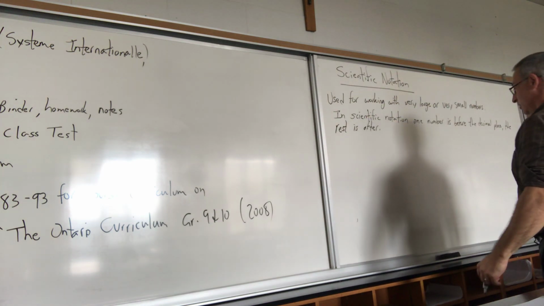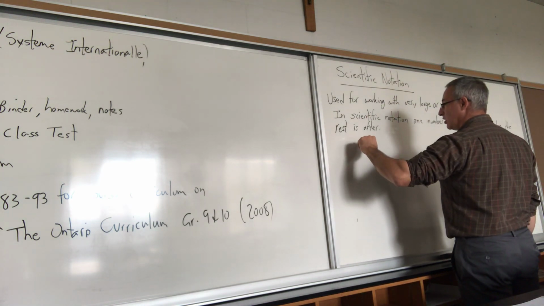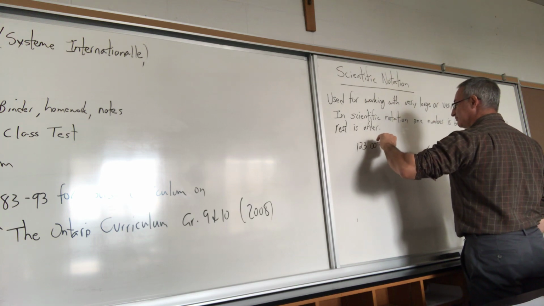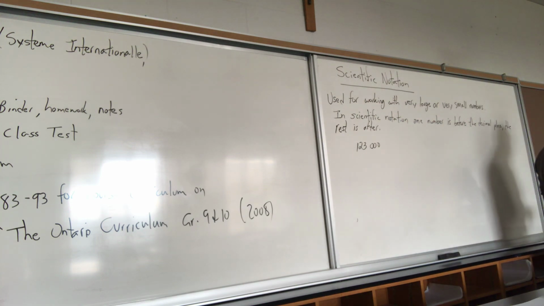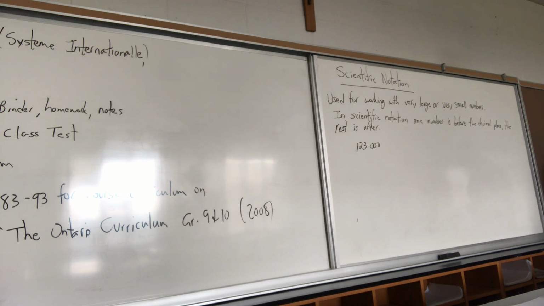Okay, so let me give you an example. Suppose you have the number 123,000. Where's the decimal place in 123,000? Anybody?